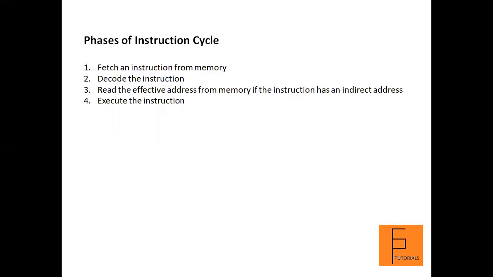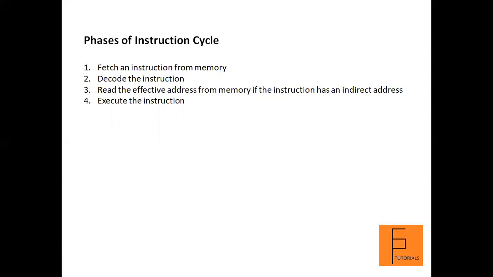A program is stored in memory and is made up of instructions. Executing a program involves executing every instruction one by one. To execute an instruction, we pass it through an instruction cycle. A program's execution will be completed once all instructions in the program are passed through the instruction cycle.